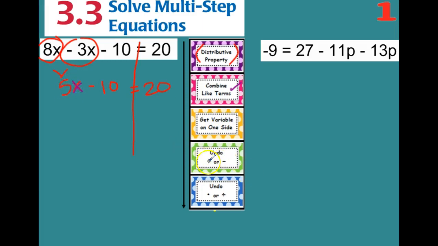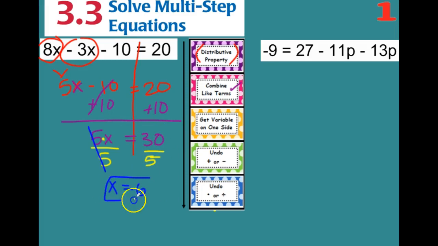Now we're going to undo addition or subtraction. Opposite of subtracting 10 is adding 10. So we have 5x, and 20 plus 10 is 30. Then last, this is multiplied by 5. The opposite would be to divide by 5. So 5 over 5 is just 1, or x, and 30 divided by 5 is 6.